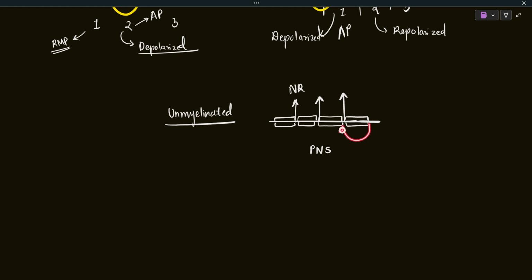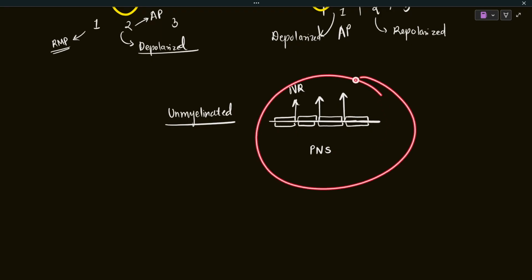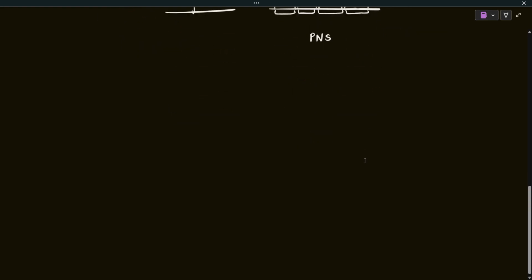From here, the current is going to jump here, here, here. So the propagation will be a jumping movement, and this is what we call the saltatory conduction of the action potential. This is because the myelin sheath acts as an insulator, which prevents ion leakage and reduces the membrane capacitance. For the purpose of understanding saltatory conduction, we first need to understand a few things.